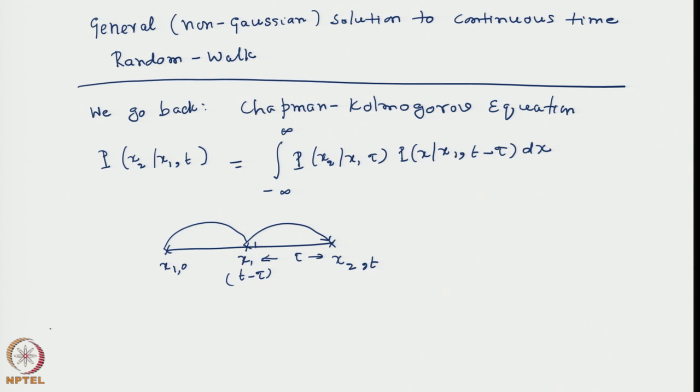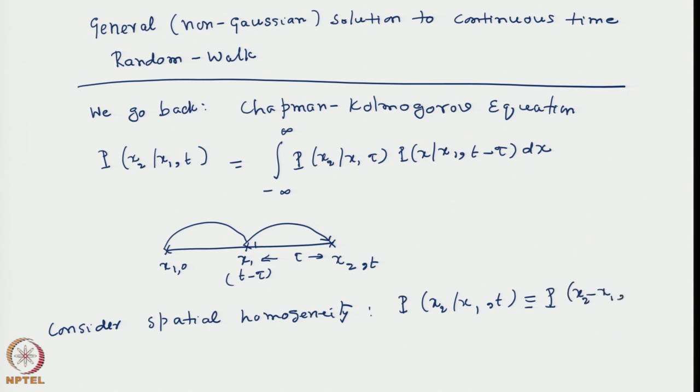Let us consider a special case. Consider spatial homogeneity of the system. Which means the transition probabilities from x1 to x2 do not really depend on from where it transits. In other words, this basically implies the transition probability to any point x2 from x1 in a time t is equal, identically, to a function of the difference between the two positions only. So, it does not depend on the position from where the transition took place.